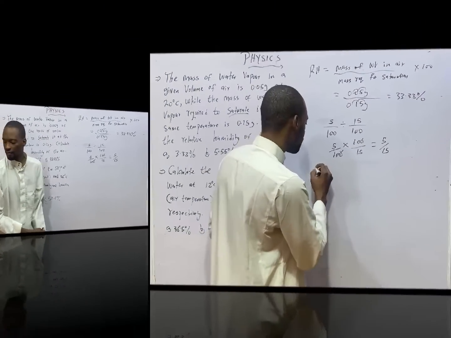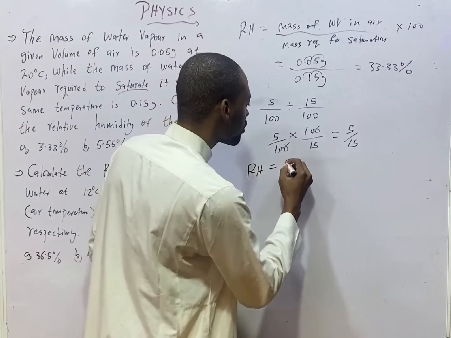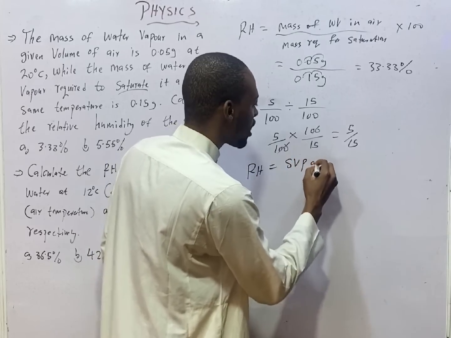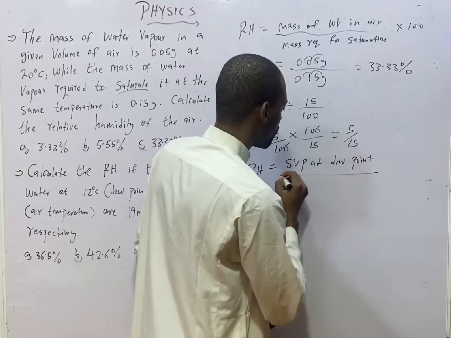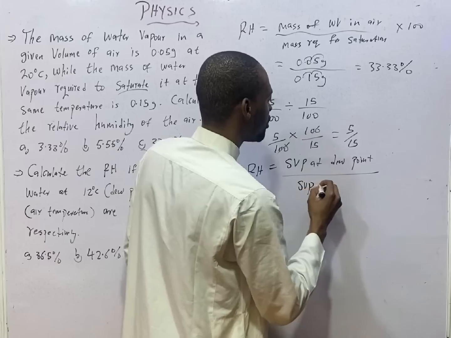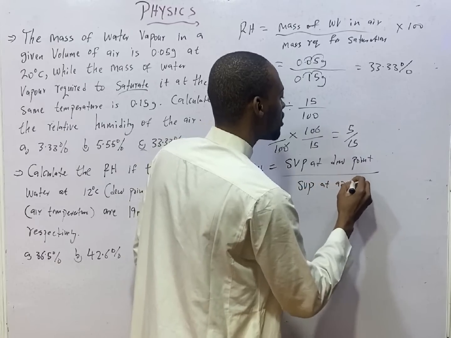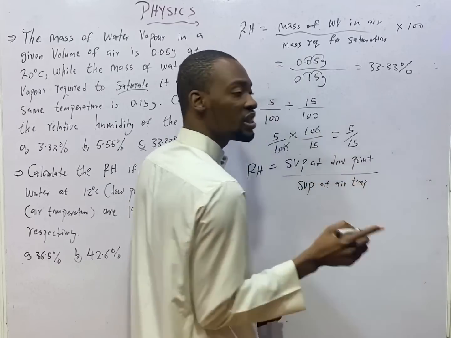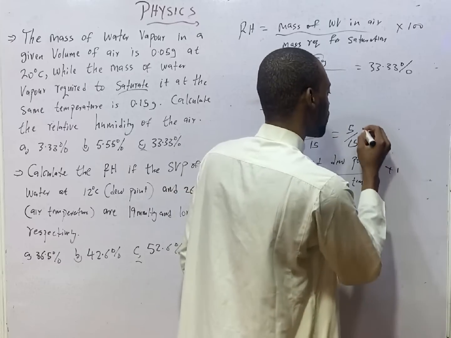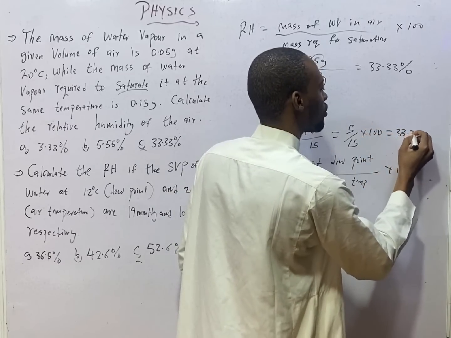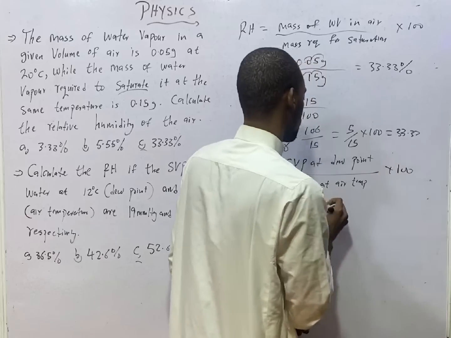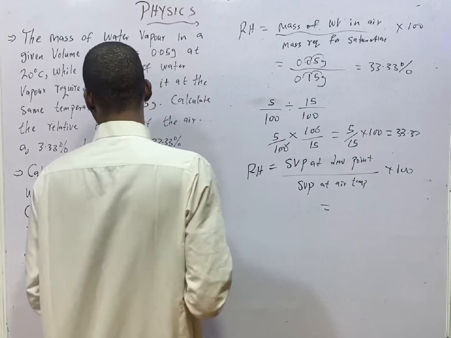Relative humidity is also SVP at dew point over SVP at air temperature. Please don't forget, we are multiplying by 100%. So let's look at the next question.